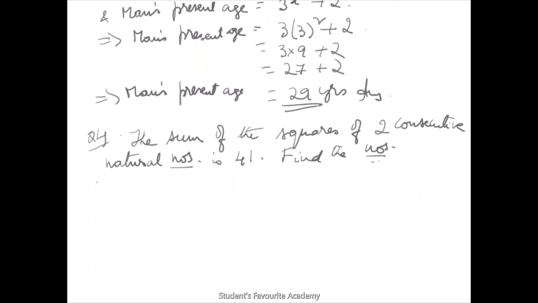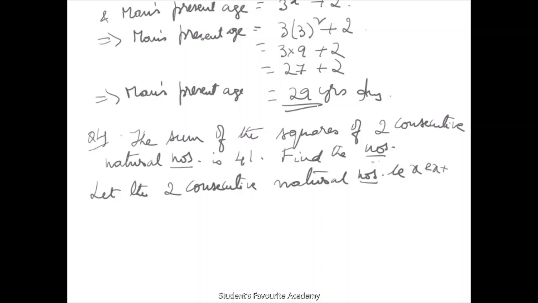Okay, now let the two consecutive natural numbers be x and x plus 1. Why? Because natural numbers always differ by 1. That is 3 and 2 are two consecutive natural numbers. So 2 plus 1 will give you 3. That is the next consecutive natural number. Similarly, if you consider 3 and 4, 3 plus 1 is the next consecutive number. So if x is one natural number, then the next consecutive number will be x plus 1.